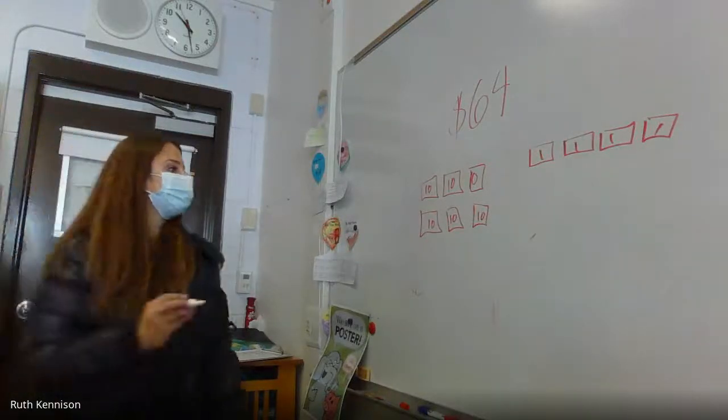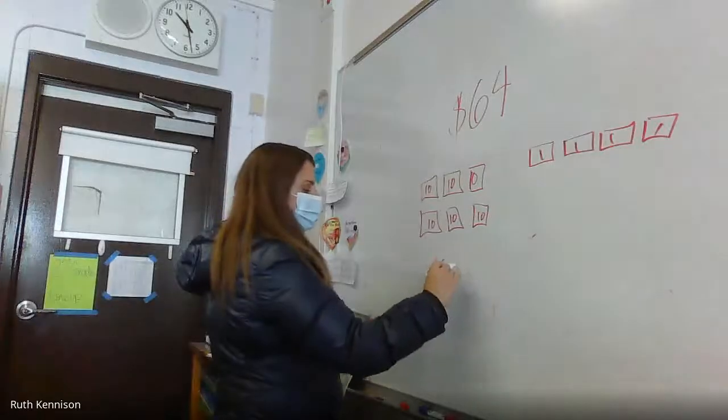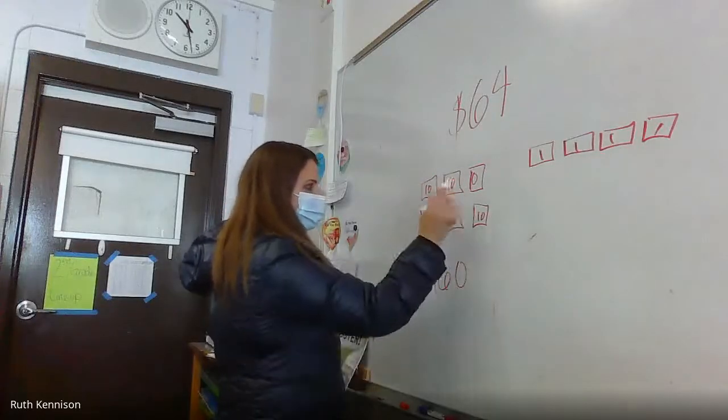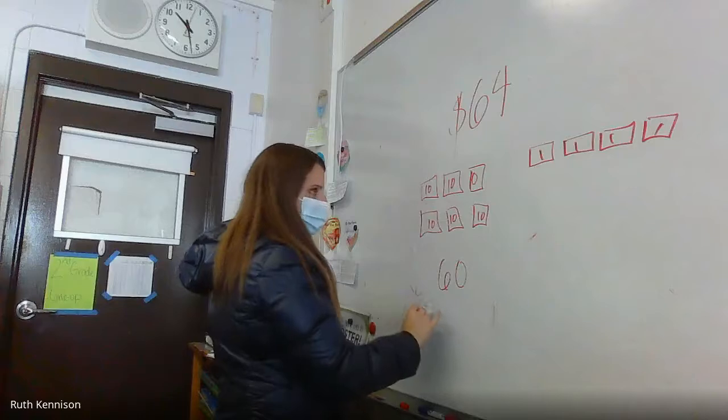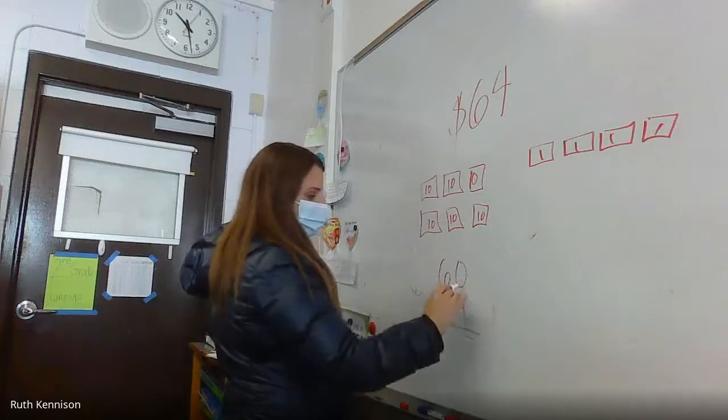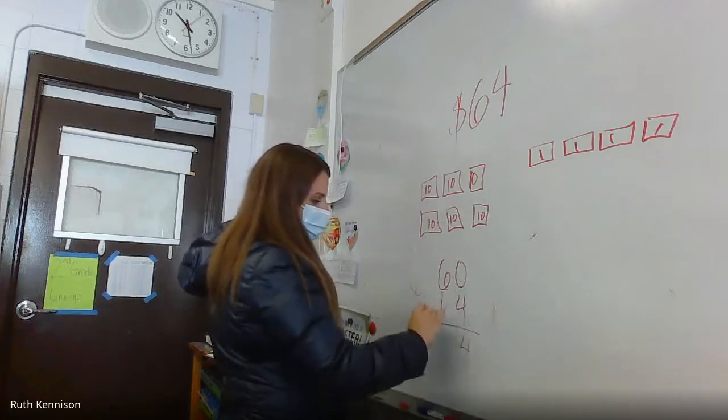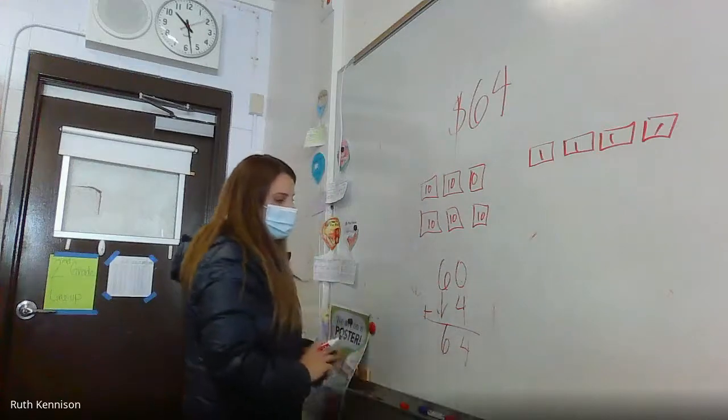That would be 60, right? 10, 20, 30, 40, 50, 60, plus 4. 0 plus 4 is 4. Bring your 60 on to part of town. 64.